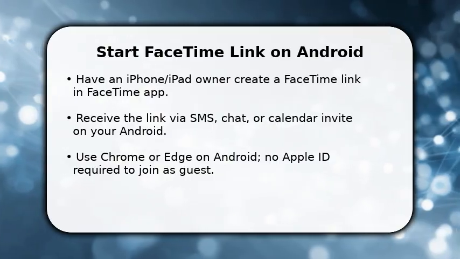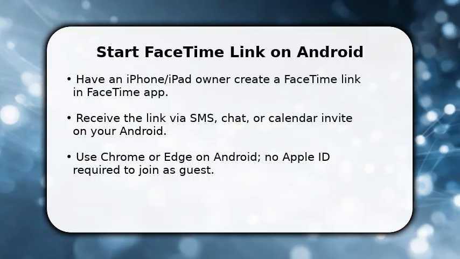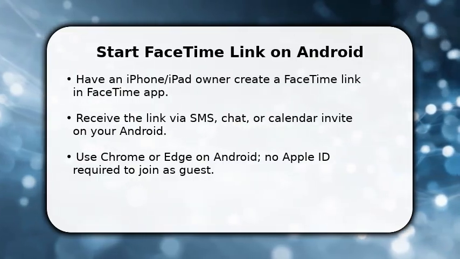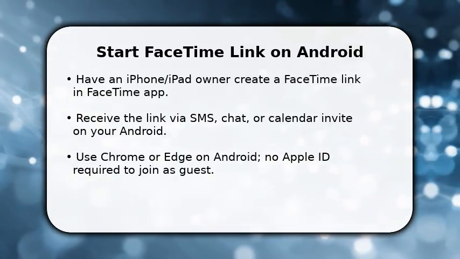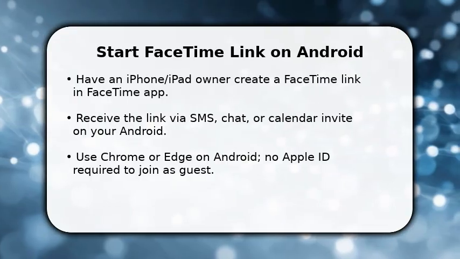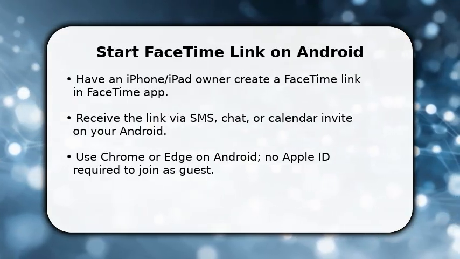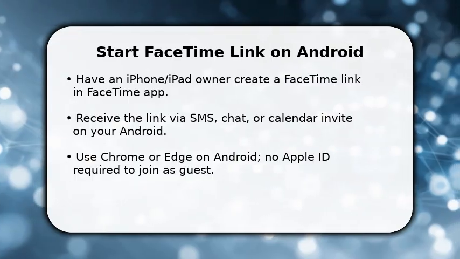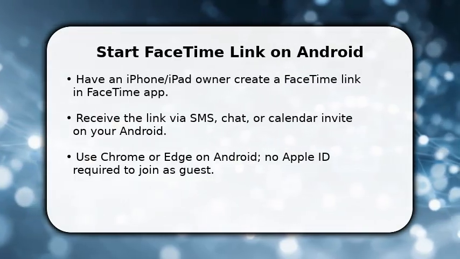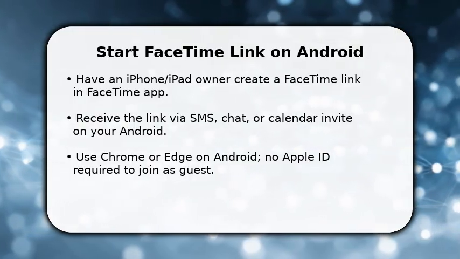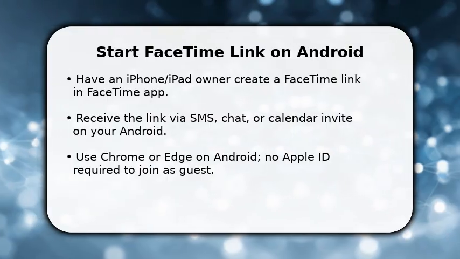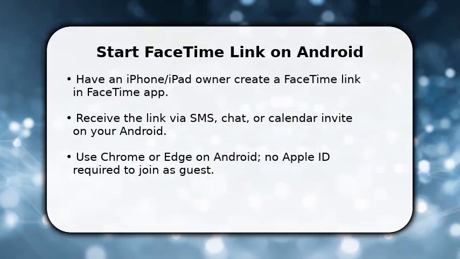You start by asking the iPhone user to create and share a FaceTime link. This is required. Once you get the link, tap it in your Android browser. Chrome or Edge works best. When prompted, enter a display name so others know who joined. The browser version does not need an Apple ID because you join as a guest. However, make sure your browser has camera and microphone permissions enabled. This gets you into the waiting room where the host can admit you to the call.